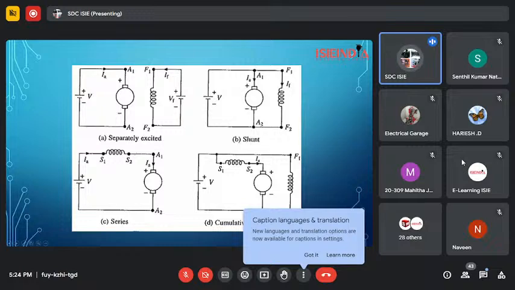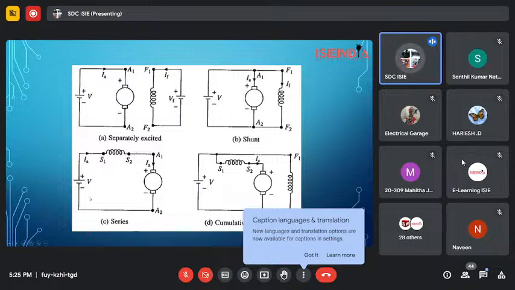But what happens in shunt? We have connected the field winding in parallel here. Whatever voltage has been applied to the armature, the field winding is parallel to the armature. A1 is connected to F1, and we have connected this to the positive voltage. Same here, A2 is connected to F2, and we have connected it to the negative voltage. And currents IA and IF will be running through them. The current IA will be running through the armature, and current IF will be running through the field, meaning the stator.